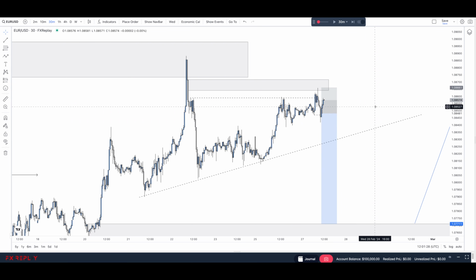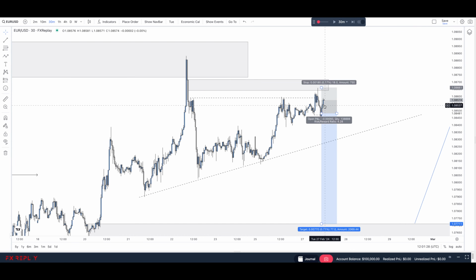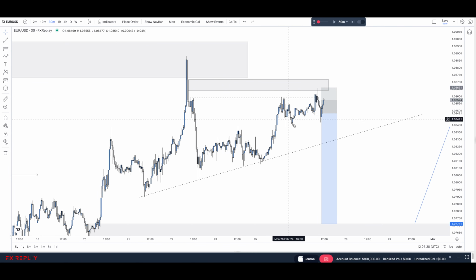There was a better opportunity, and I'm going to break that down after I've showed you my trade. But all in all here, we have a nice validated setup, and I'm happy to get into the market with this risk due to the confluences we've spoken about so far.